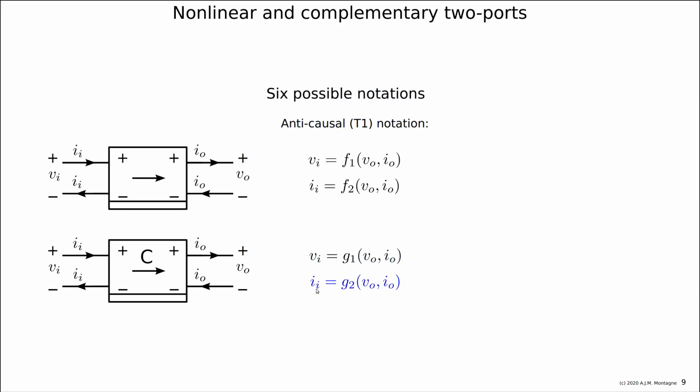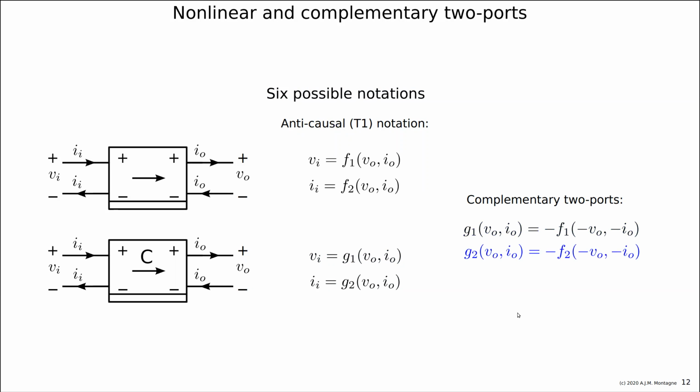And we call the functions complementary. So we call the two ports complementary if G operating on VO, IO is the same as minus F operating at minus VO and minus IO. That is for both functions G1 and G2, of course, related to their corresponding F function. So this is the definition of a complementary two-port, and this is the way you could derive equations for an N device from a P device, or the other way around. And this is basically how SPICE does it.